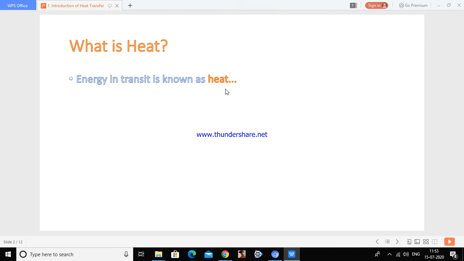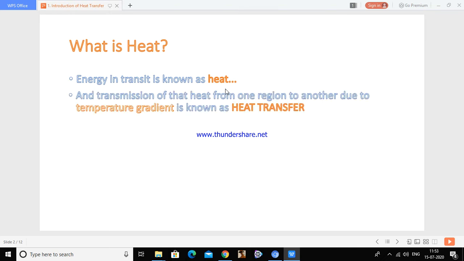Whatever energy flows, we can consider it as heat. Remember that energy here means thermodynamic energy, not kinetic energy and so on. Any thermodynamic energy that is transferring due to temperature is known as heat. To transfer heat we need a temperature difference, and the transmission of that heat from one region to another due to the temperature gradient is known as heat transfer.